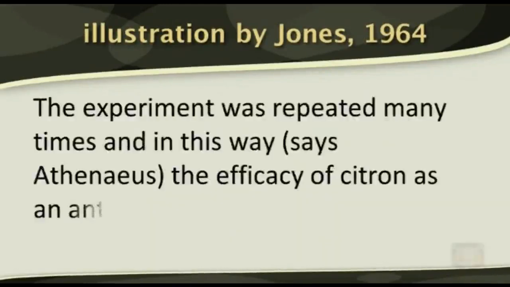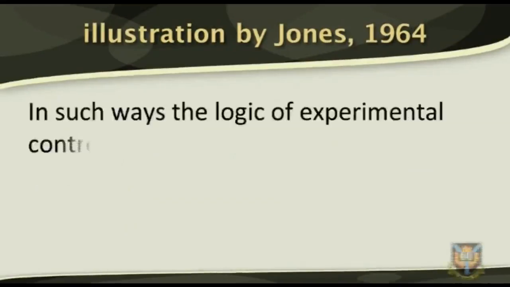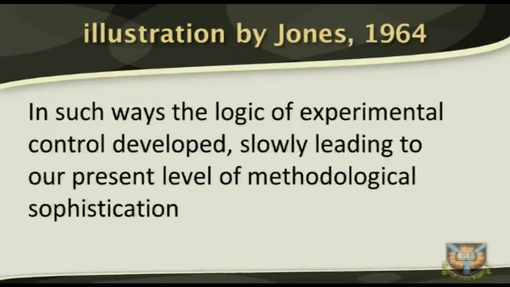The experiment was repeated many times, and in the same way, says Athenaeus, the efficacy of citron as an antidote to poison was firmly established (Jones, 1964). In such ways, the logic of experimental control developed, slowly leading to our present level of methodological sophistication.